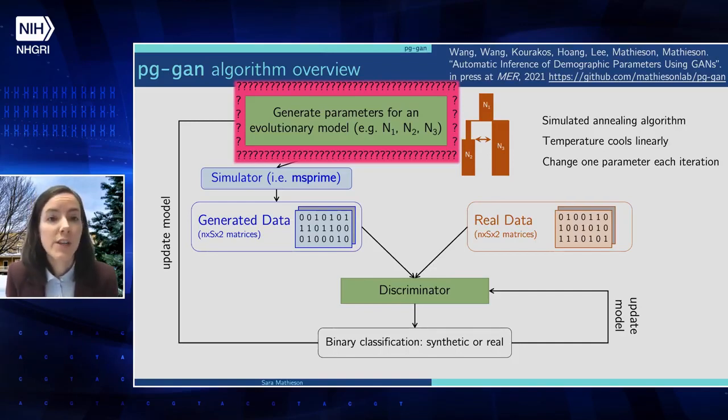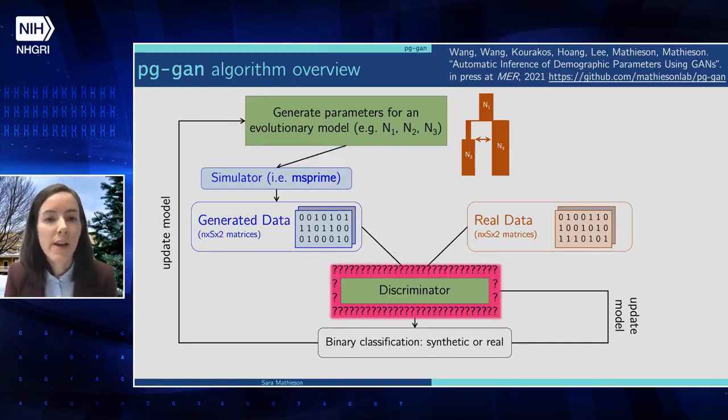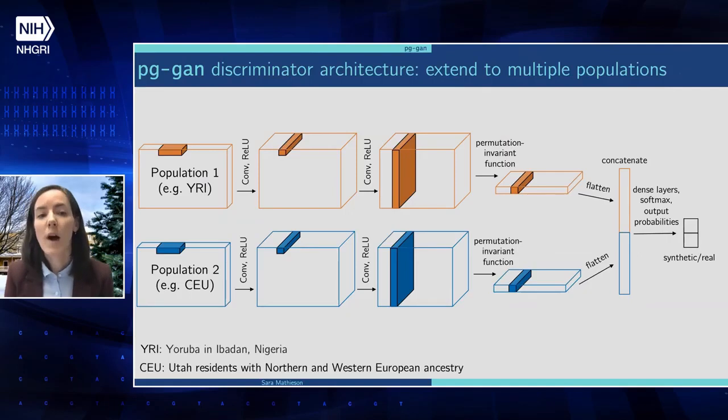So this was our generator, and then for the discriminator, we chose to use a CNN. And for this CNN, we actually expanded on the permutation and variant CNN I talked about earlier to include multiple populations. And the idea here is that we want to include a richer set of evolutionary models. So we need to handle multiple populations. And within each population, the samples are permutation and variant, but between populations, they are not.